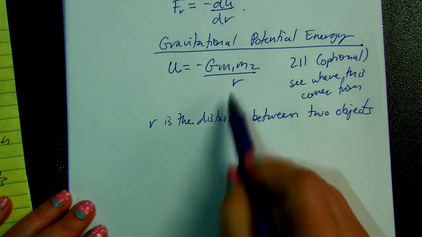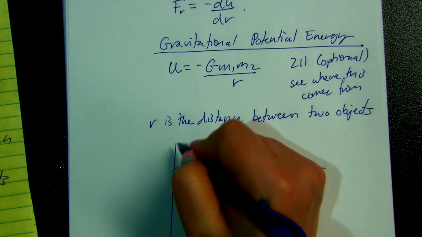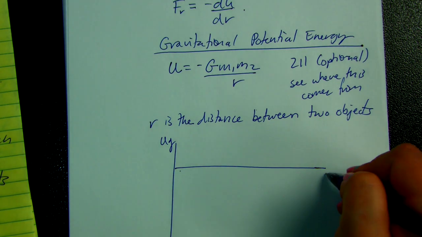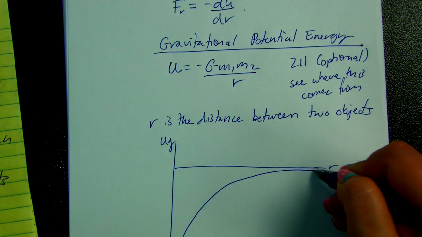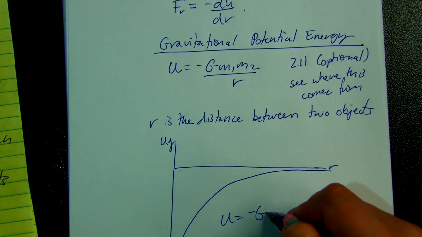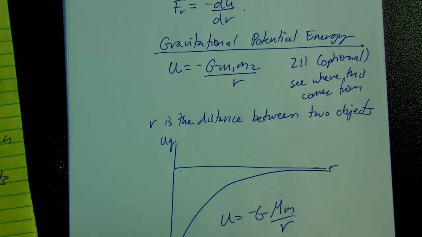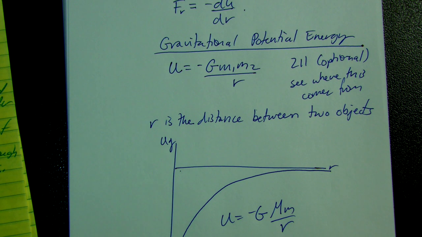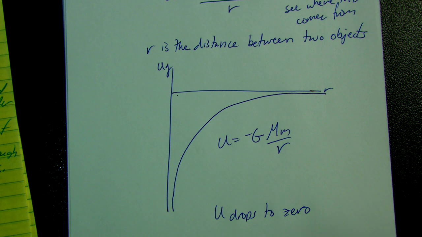What would happen if R was to get very large? Here's our graph of gravitational potential energy. Here's R, and we see that it looks something like this. So U is equal to minus G M over R. As R gets very large, U drops to 0. All right, let's go ahead and do an example.